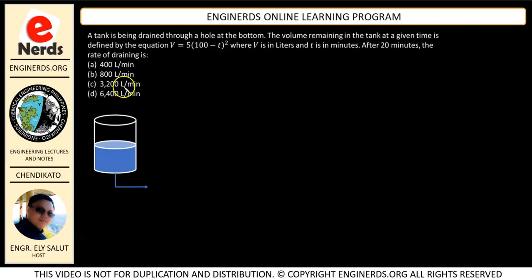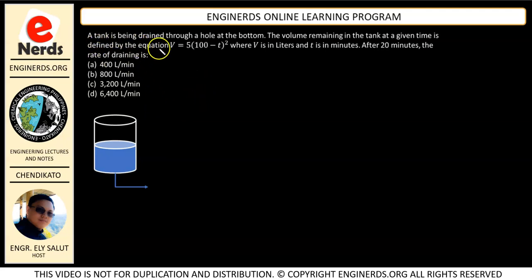Hi guys, so this is the problem that we will be solving for today. And this is a sample of a rate problem para sa application of differential calculus. So first, let us analyze kung ano ba tong sinasabi ng ating problem.